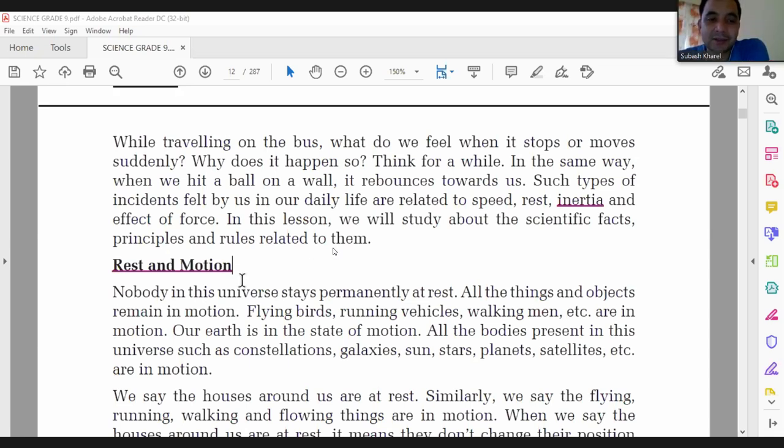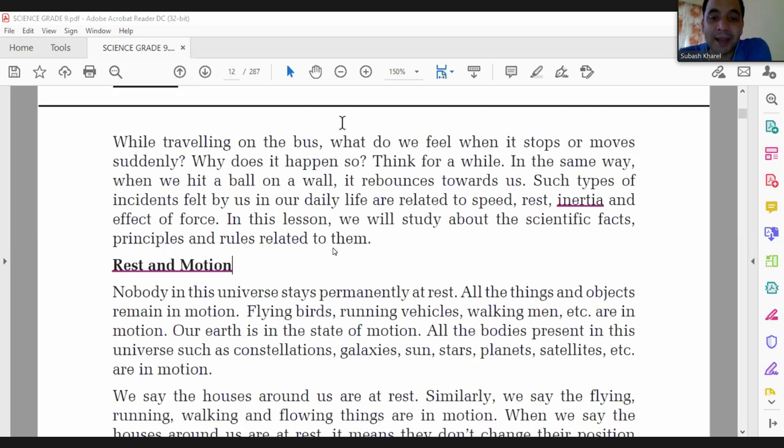Just try to understand. Rest and motion, they are not absolute term. Understood? Yeah. They are relative term. Remember, have you ever heard this? Rest and motion are relative terms. You need to find other things to find out whether the object is at rest or in motion. And with respect to the passenger inside the bus are at rest with respect to the bus, right?